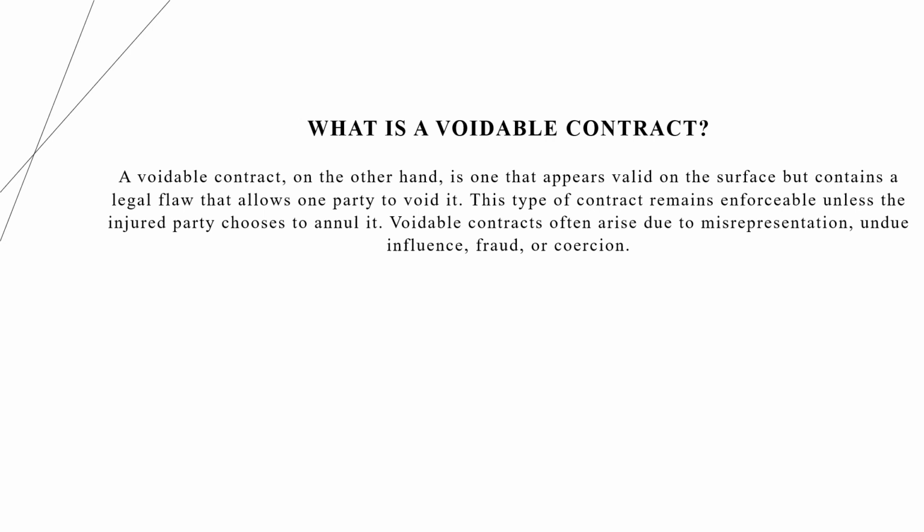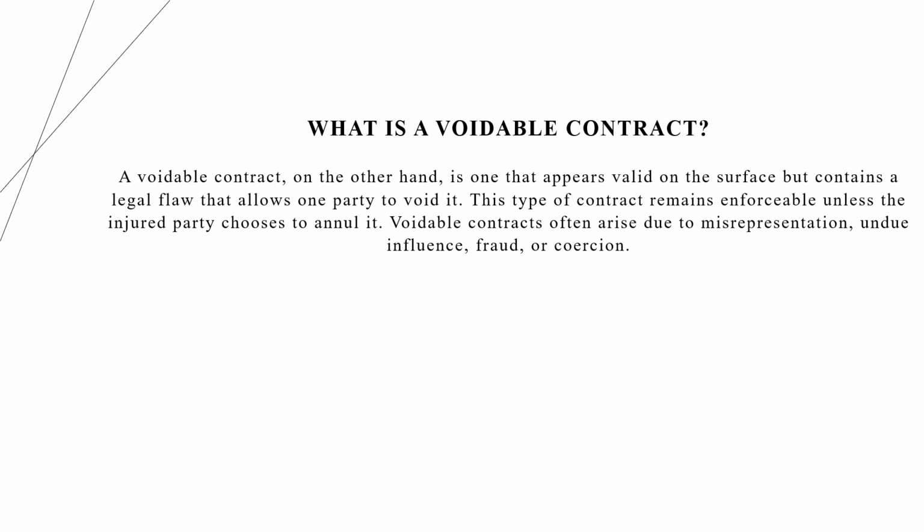Voidable contracts often arise due to legal flaws such as misrepresentation, undue influence, fraud, or coercion. In these cases, one party to the contract may have been deceived, pressured, or coerced into the agreement, impairing their ability to exercise free and informed consent.